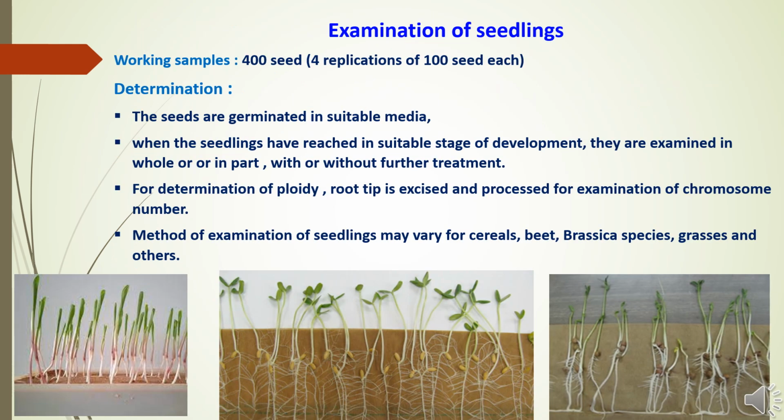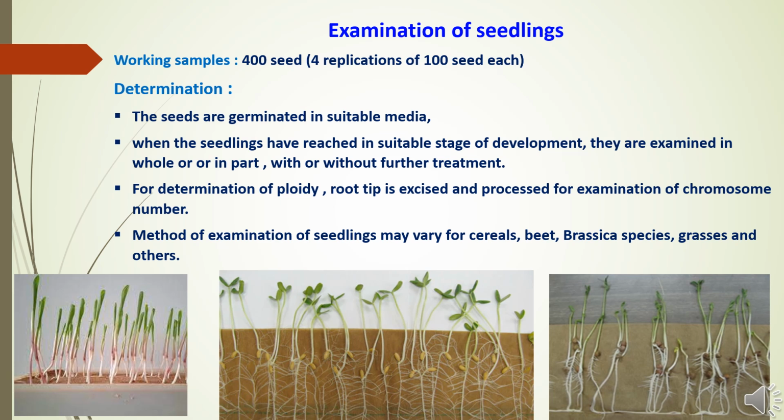Now to study examination of seedlings. The working samples are taken for 400 seeds, where 4 replications of 100 seeds each are maintained. In the determination process, the seeds are germinated in suitable media, and when the seedlings have reached a suitable stage of development, they are examined in whole or in part, with or without further treatment.